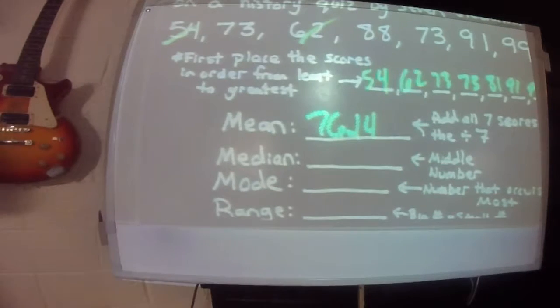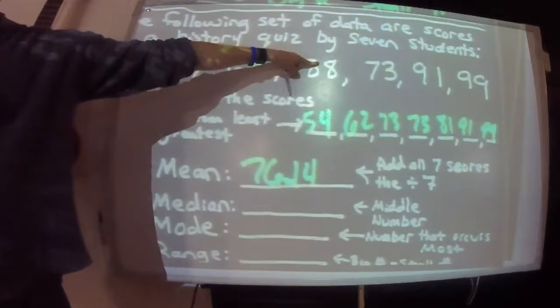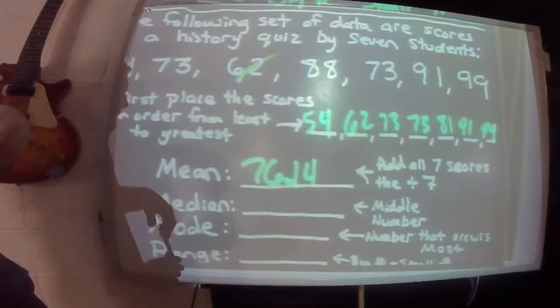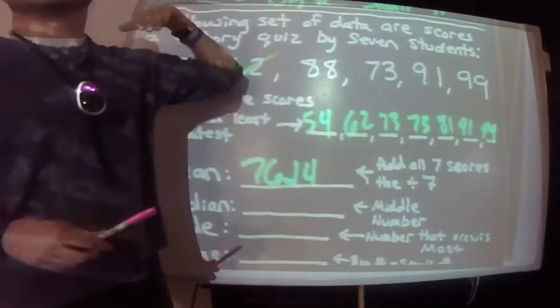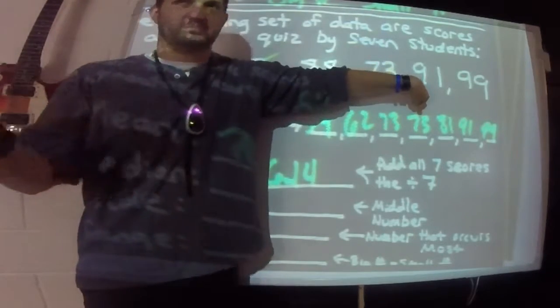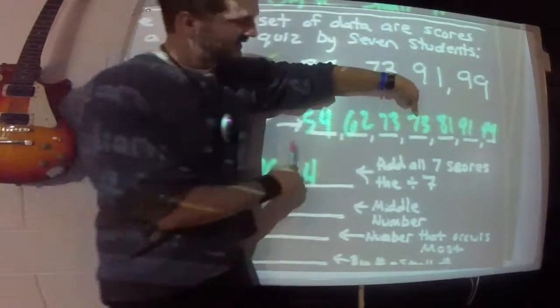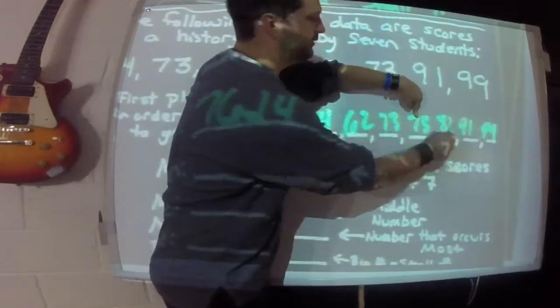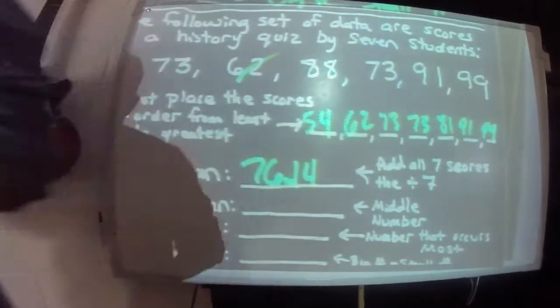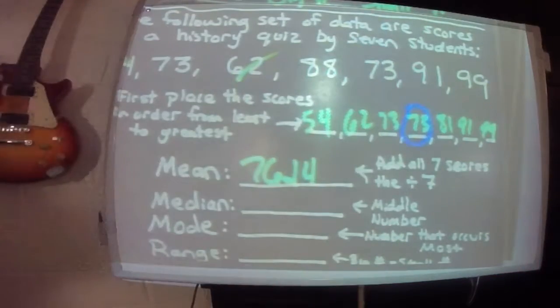Median, dead middle number. It was not 88, just because it was in the middle up here. What is the median? 73. Which one? Either. It doesn't really matter. But just for knowing's sake, 1, 2, 3, 1, 2, 3, dead middle, circle the median. Median right there. 73.